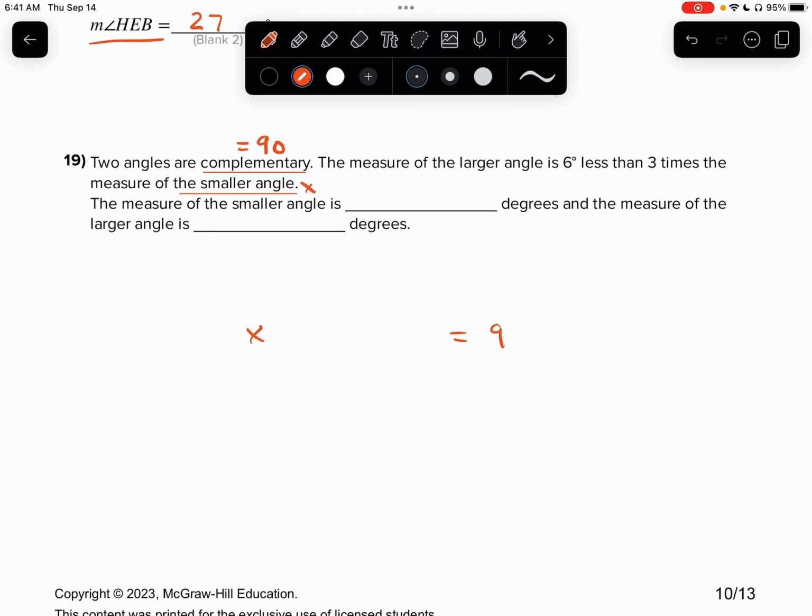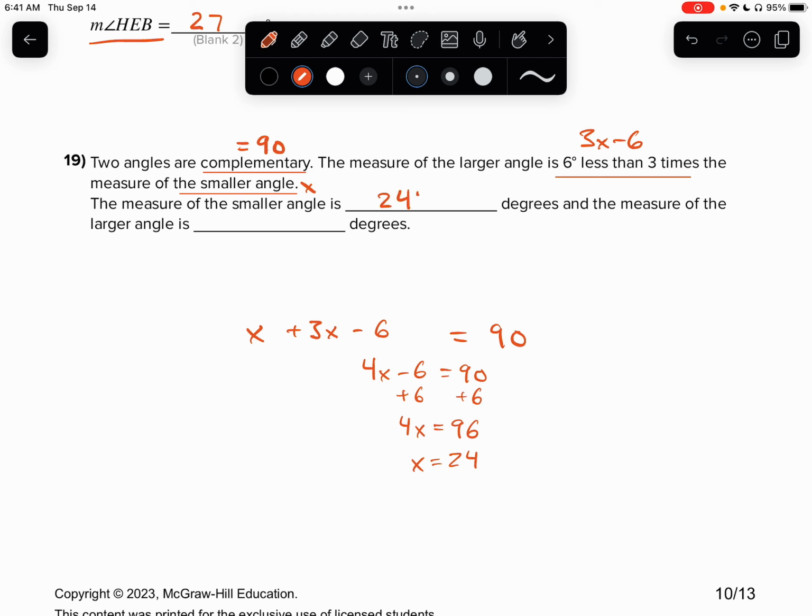x, and they equal 90. And this one is 6 less than 3 times that. So 3 times x minus 6. So x plus 3x minus 6 equals 90. Combine like terms. So we have 4x minus 6 equals 90. Add 6. So 4x equals 96. And that's going to give us x equals 24. So the measure of the smaller angle, therefore, is 24 degrees.